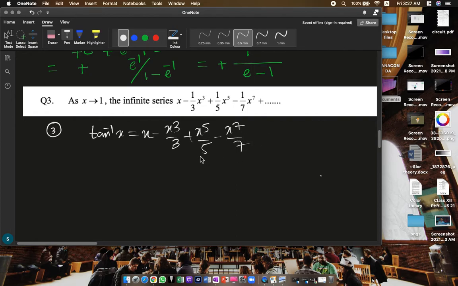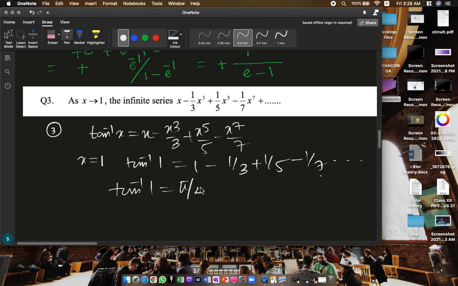So we need to do the convergence or divergence test, because this question comes, most likely as I can remember, this series converges to something. Okay, so if we place x equal to 1, then that will be tan inverse 1 equal to 1 minus 1 by 3 plus 1 by 5 minus 1 by 7, and so on. We know that tan inverse 1 is equal to pi by 4. So this series converges to the value pi by 4. That is basically a convergence test.